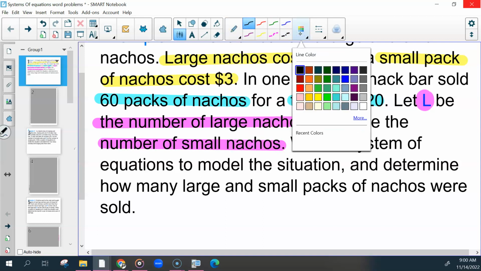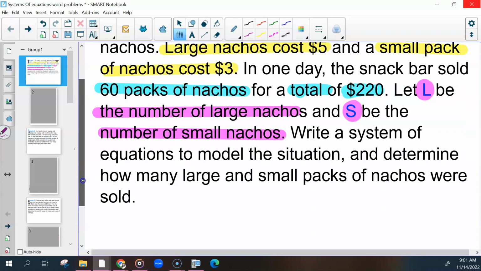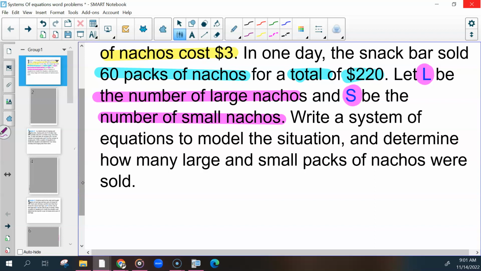So as with last time, we have to define variables. There are only 2 variables you need to define for me for this, and those are the 2 things you don't know. Now, here they defined it for us, but moving forward, some of them may not. In a question that doesn't, you would look at the question. The question asks how many large and small packs of nachos were sold. Those would be the two things we don't know. So I would write two different variables, doesn't matter what they are, but this one they told us. So L would be the number of large nachos, S would be the number of small nachos.